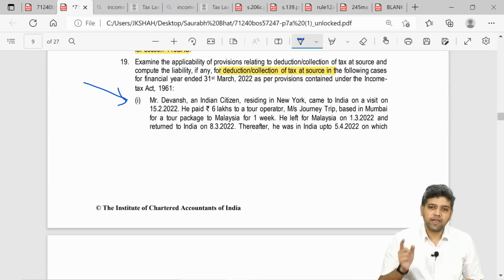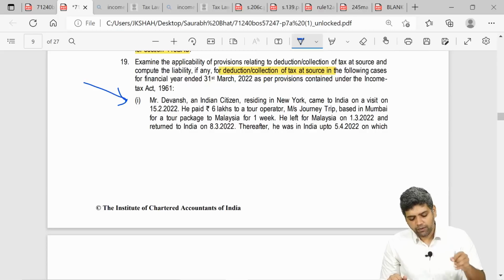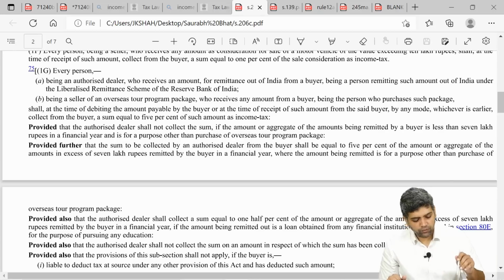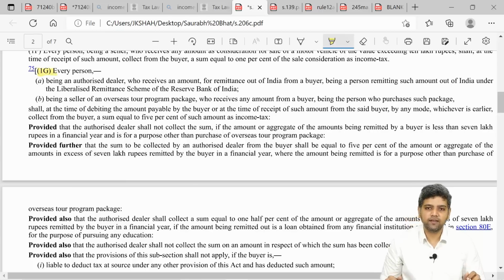So as far as the May attempt was concerned, this particular notification was not applicable, but as far as your attempt November 22 is concerned, this notification is very much applicable, being 6 months prior to the exam. Now this amendment is based on the provision of 206C. If you remember, friends, we have covered the provision of section 206C TCS in that subsection 1G.